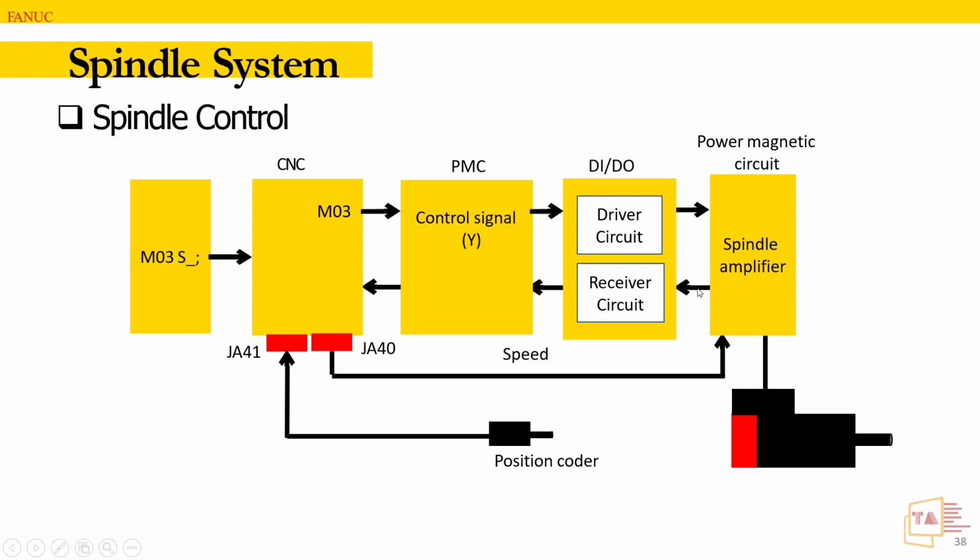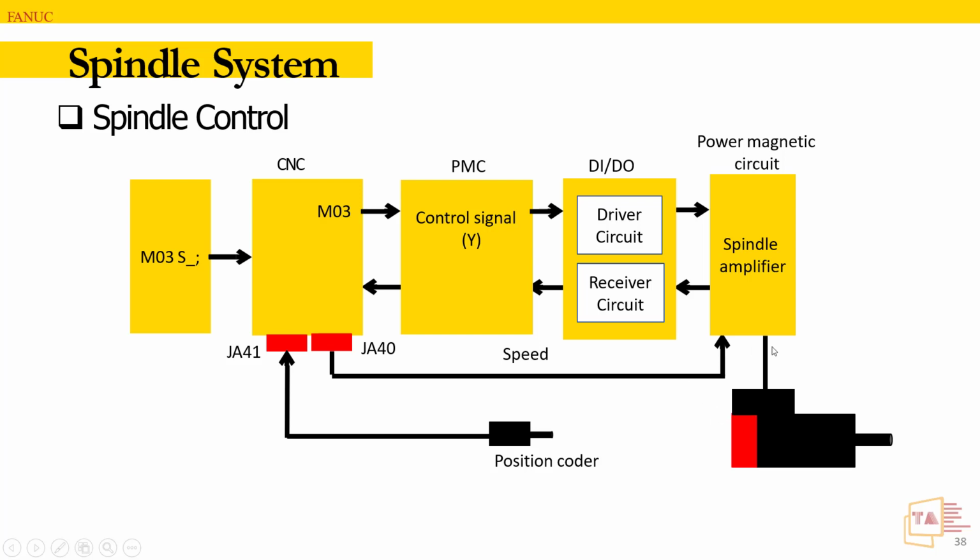From the spindle amplifier we have a receiver circuit. From the receiver circuit that signal is sent again to PMC, and now PMC is sending the signal to CNC. We should know the status of the spindle amplifier. That status is sent via DIDO, PMC and to CNC. So through JA40 we are directly sending the speed signal, but the control signal is processed by PMC using DIDO. This is one type of spindle control.